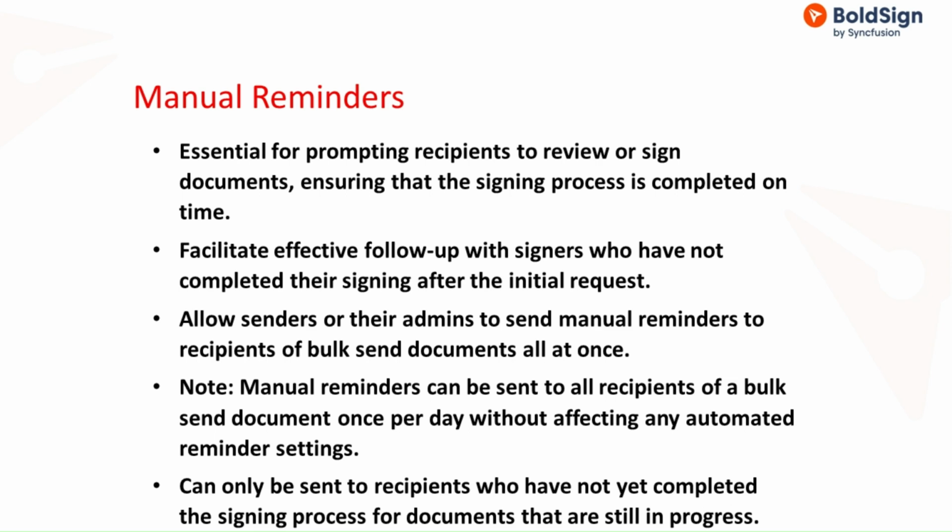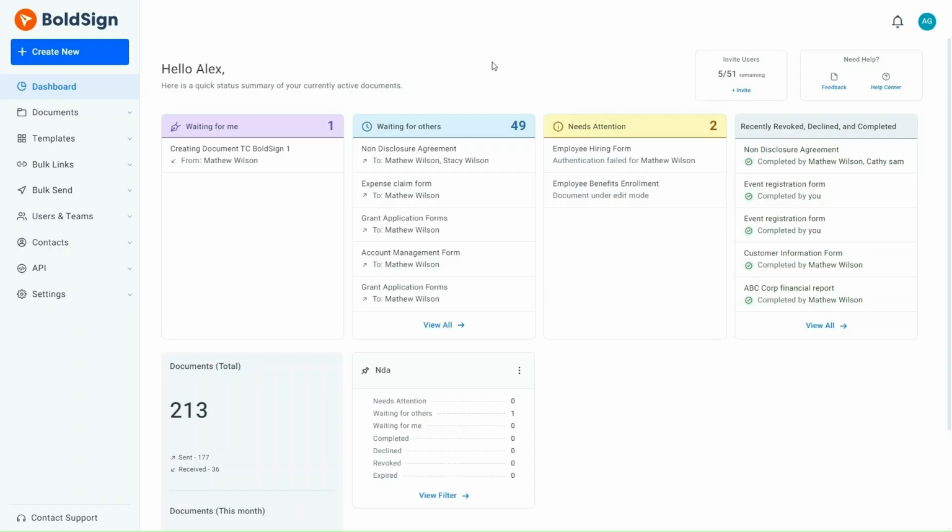It is important to note that manual reminders can be sent to all recipients of a bulk send document once per day without affecting any automated reminder settings. Also, manual reminders can only be sent to recipients who have not yet completed the signing process for documents that are still in progress. Imagine an event organizer sending registration forms for an upcoming conference using BoldSign's bulk send feature.